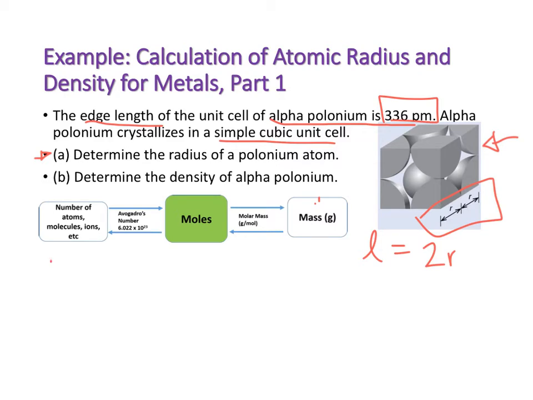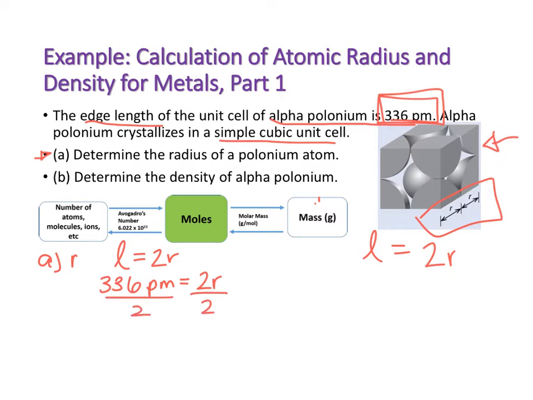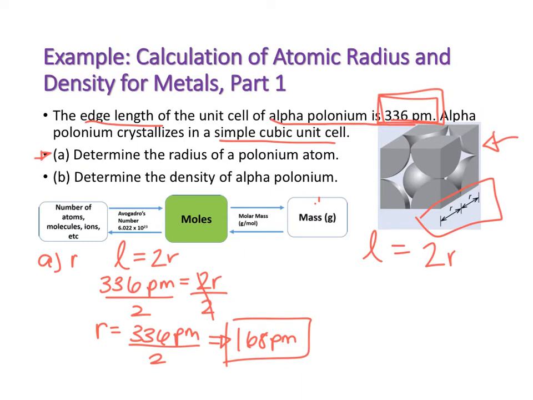So for the first part, A, we are determining the radius. Now, like we said, the length is equal to 2r, and because they actually gave us the edge length right here, 336, we can calculate the radius from this. All we have to do is divide both sides by 2, so we're just doing some algebra, and then we get the radius, which is equal to 336 picometers divided by 2, which is equal to 168 picometers. So that was pretty easy. We got the radius. So the radius is 168 picometers.